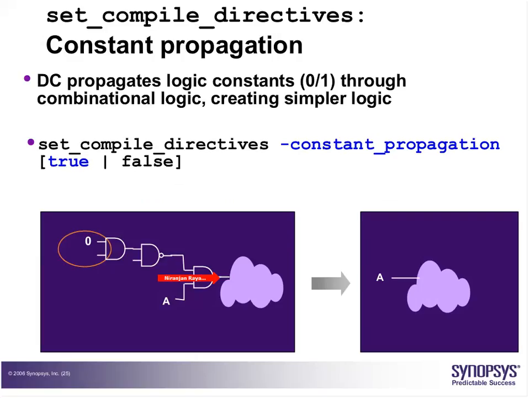This is a very basic level of optimization. Ideally it is on and it should be on, because constant values affect a lot of optimization in a design. So by default it is on, but somebody who might want to keep the gates in there which are tied to constants may turn it to false, and obviously the area will be more.